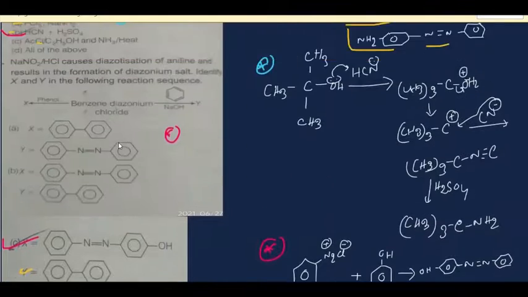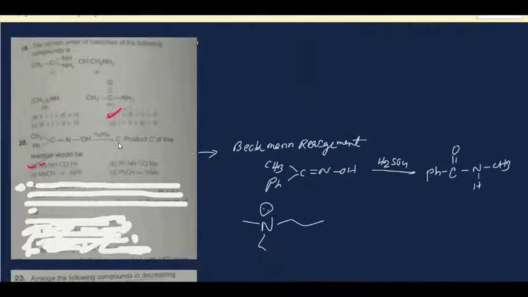Then the next question: the correct order of basicity of the following compounds is, and these are the options. As you can see, here C is attached to two amine groups, so there are two lone pairs, one on each nitrogen, so this one is the most basic among the options.